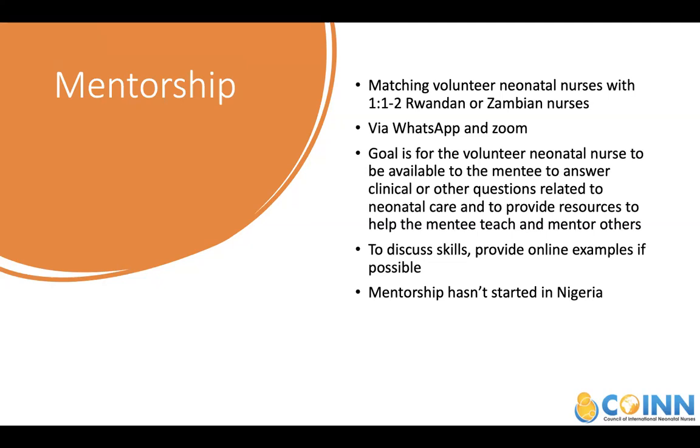And the goal is for them to be available to answer clinical or other questions related to neonatal care and to provide resources to help the mentee teach and mentor others. They also can discuss skills and provide online examples if possible. And all I can say is mentorship has not started in Nigeria as of yet. And we're trying this. We'll see how this goes. As I said, this has not been done yet. We hope to start this in the next couple of weeks.